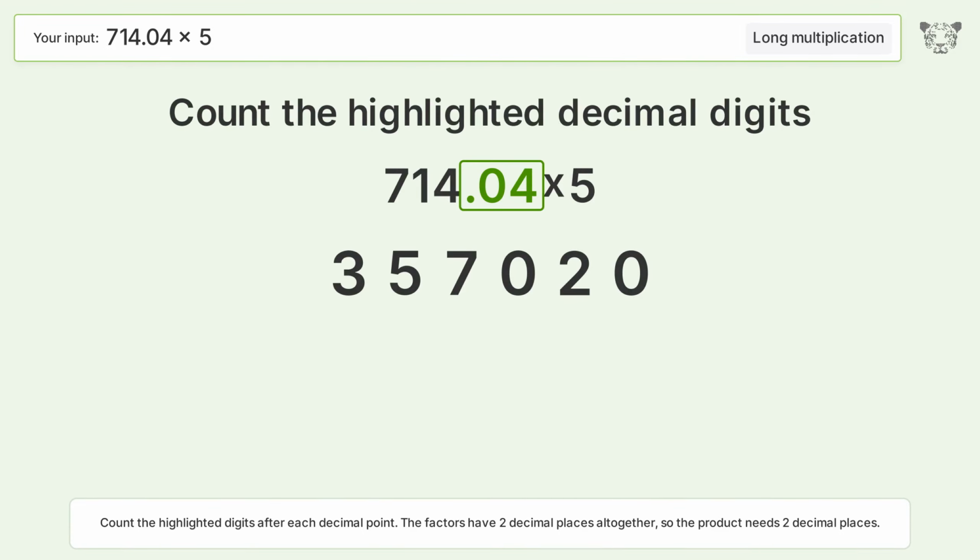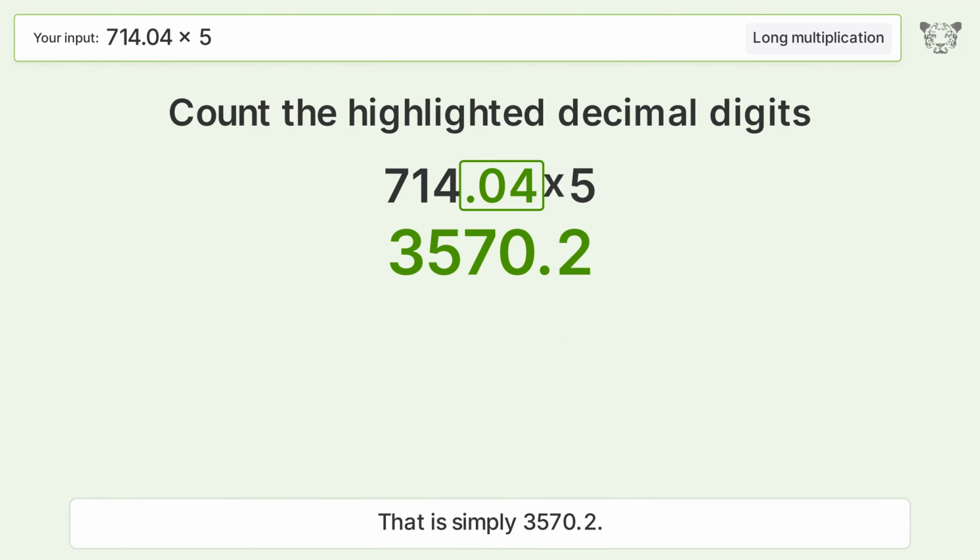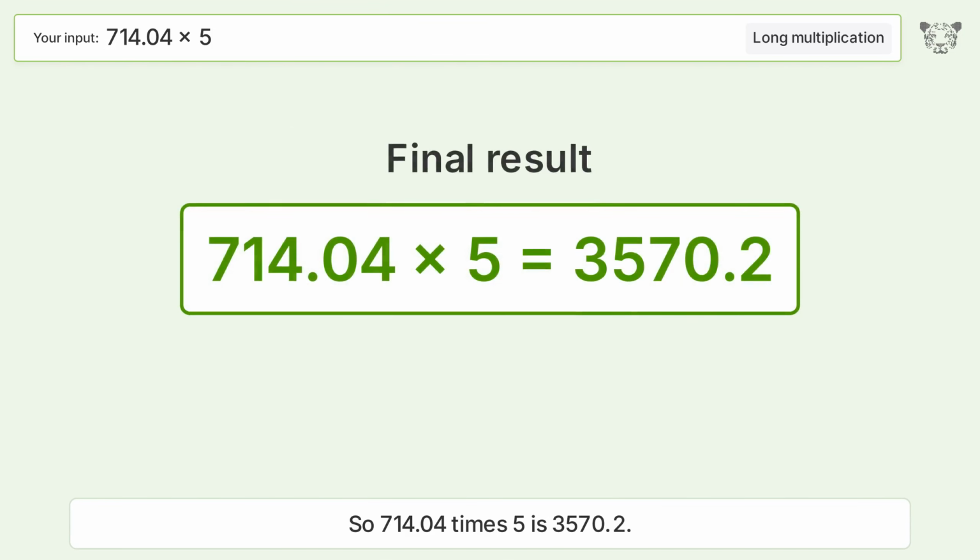Count the highlighted digits after each decimal point. The factors have 2 decimal places altogether, so the product needs 2 decimal places. Place the decimal point 2 places from the right. 357,020 becomes 3,570.20. That is simply 3,570.2. So 714.04 times 5 is 3,570.2.